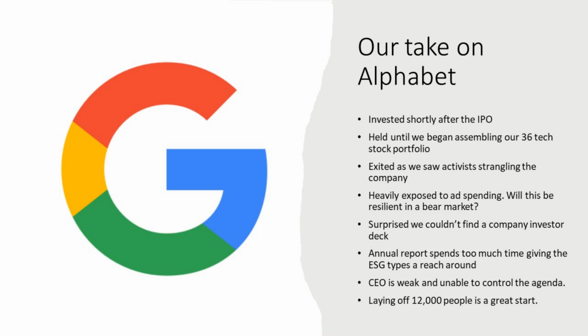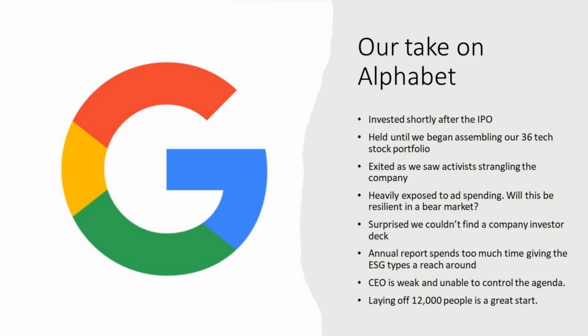The annual report certainly spends a lot of time giving the ESG types a reach around. Far too much time, we think, and that's because we believe the CEO is weak and unable to control his agenda. A prime example of that would be the debacle that he faced with the quote-unquote AI safety people who are just nothing but activists. Laying off 12,000 people, that's a great start. They should keep going. There's a lot of fluff there.